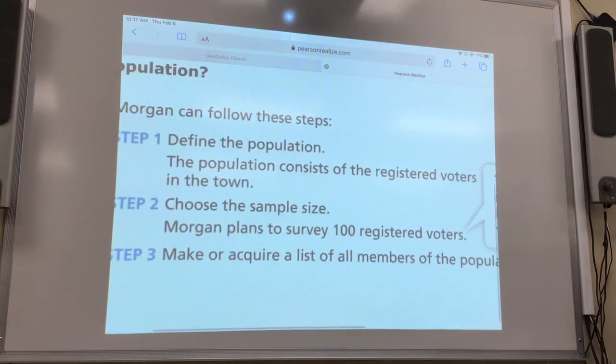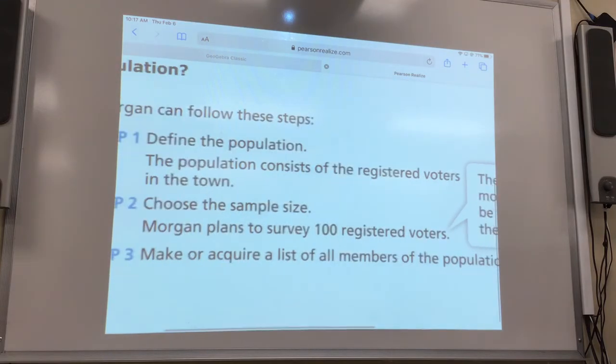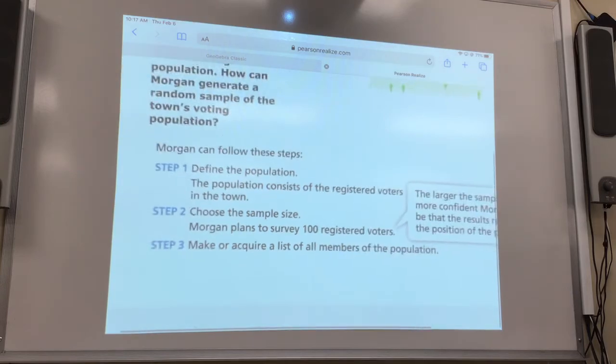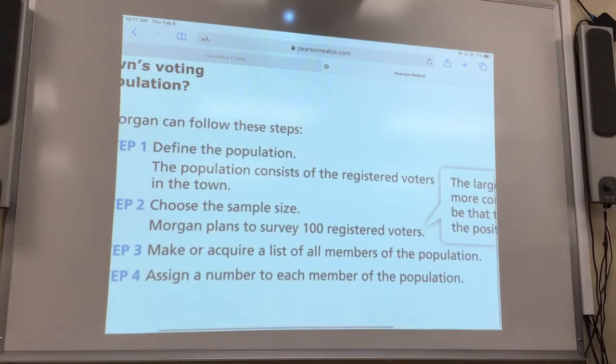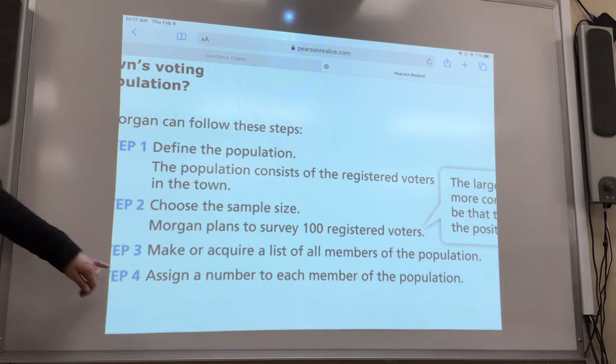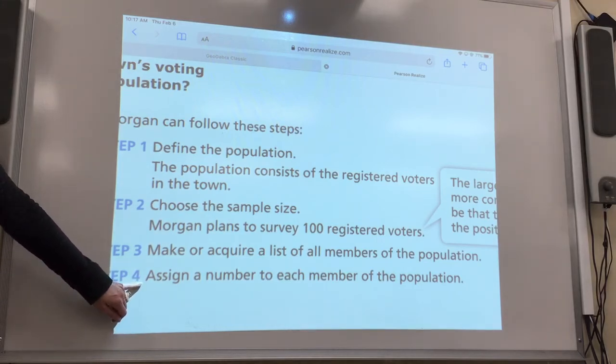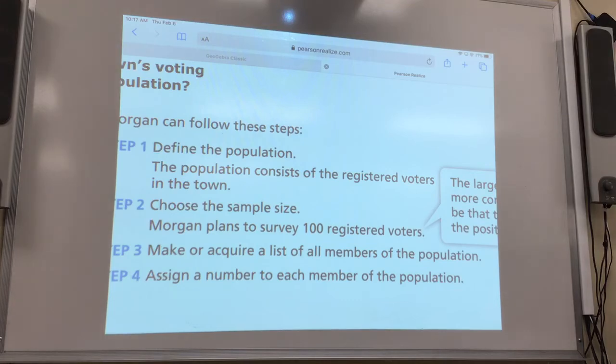It says to make or acquire a list of all the members of the population. Oh, this is interesting. We haven't done this yet. So she's going to find a list of all the registered voters, which she could get from one of the government agencies. They'd be able to give a list. She's going to assign a number to every member in the population. And what do you think she could do with that? If you give every person a number, yes.